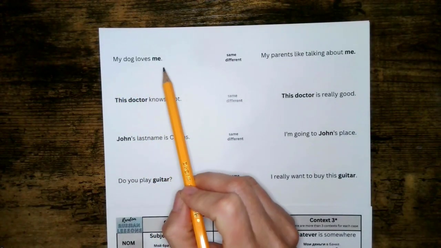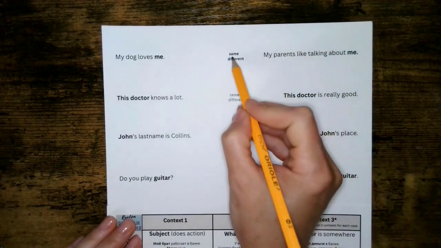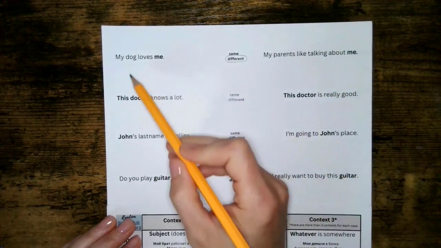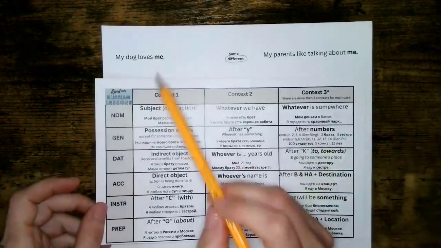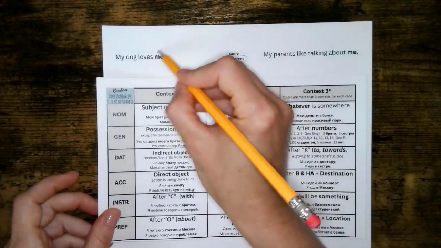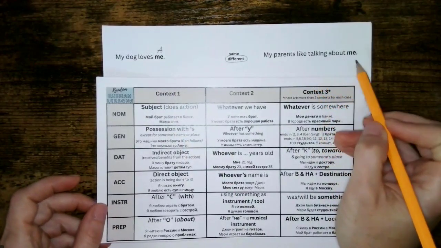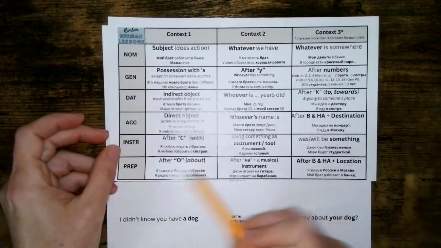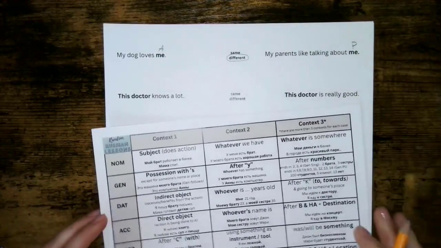My dog loves me. My parents are talking about me. Case is different. My dog loves me. It's a very direct object. Whoever we love is being loved, so that's going to be accusative. My parents are talking about me. After the preposition about, we use the prepositional case. So this me is going to be in the prepositional case.